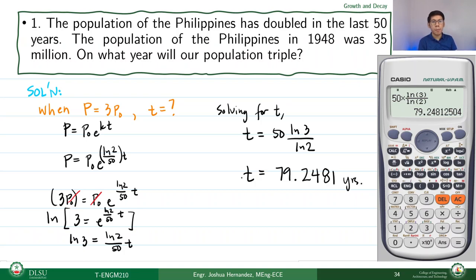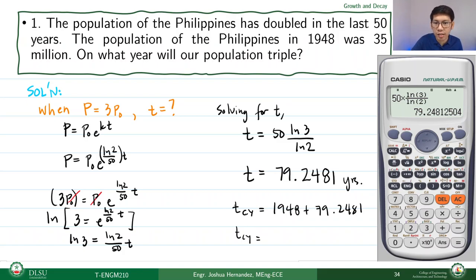Okay. So ito yung age or yung length nung year. Pero ang tanong kasi is on what year, meaning anong calendar year. So, yung calendar year would be then 1948. CY, calendar year, would then be equal to 1948 plus 79.2481 years.